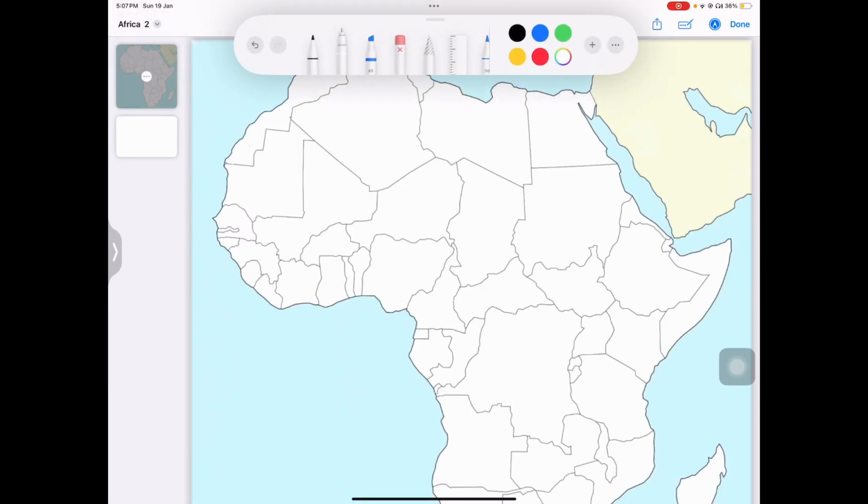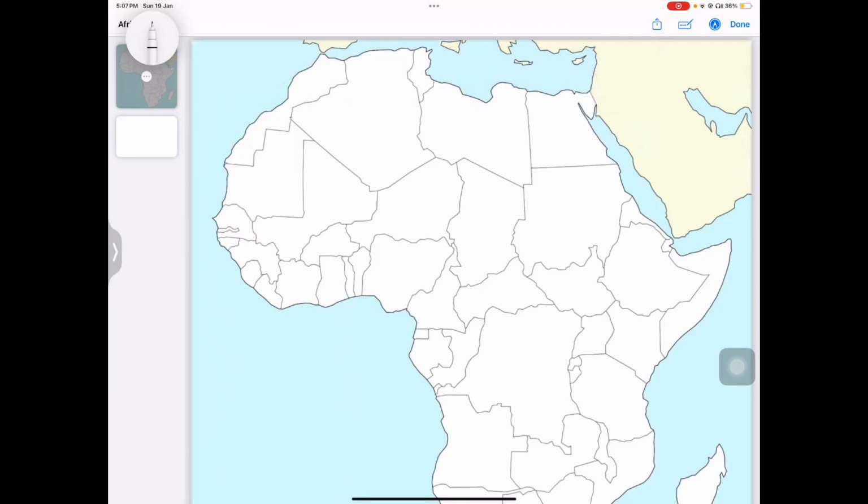Okay, let us now do the African continent. We will start from the country Morocco. Before that, let me draw a line here because it is not already drawn. So, this is the country Morocco. This is Algeria. This is Tunisia. This is Libya. This one is Egypt.